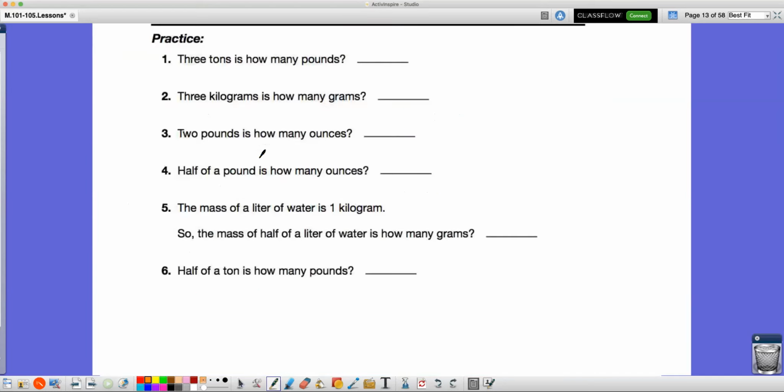All right, on your quiz today, you need to figure out how much 3 tons is in pounds. You need to know what 3 kilograms is in grams. You need to know what 2 pounds is in ounces, what half of a pound is, and how many ounces that would be. And then if the mass of a liter of water is 1 kilogram, what's the mass of half of a liter of water? How many grams is that going to be? And then half of a ton is how many pounds?